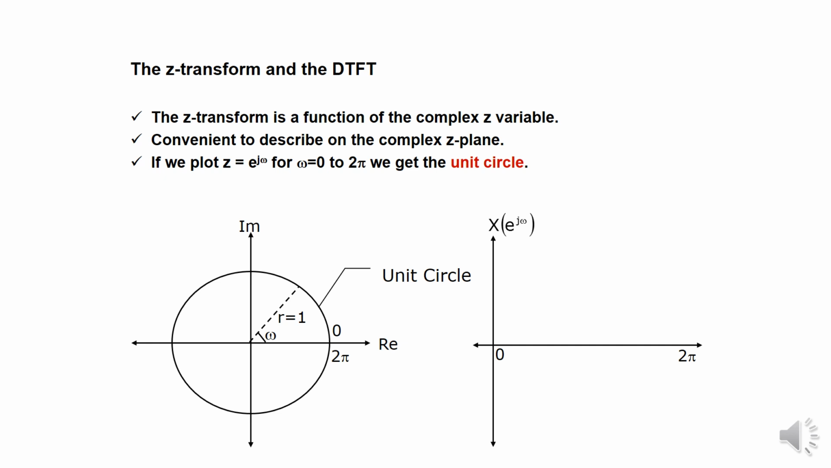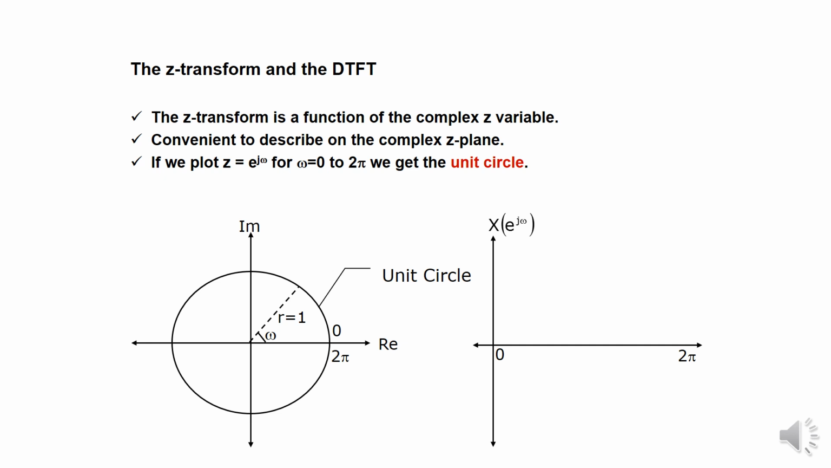So when a magnitude of 1 changes from angle 0 to angle 2π, what you are getting is a unit circle, right? Since Z is a complex value, we have to represent that in the complex domain. Can you see that I have marked the unit circle in the complex plane, right?